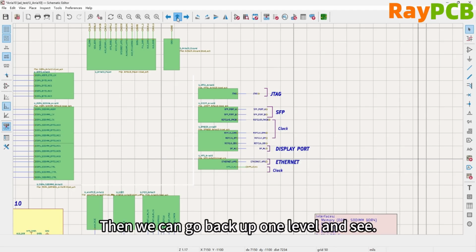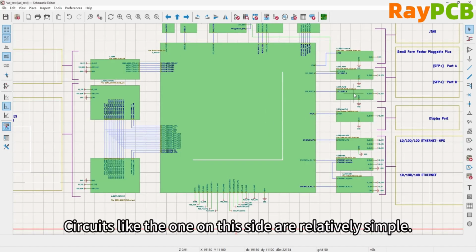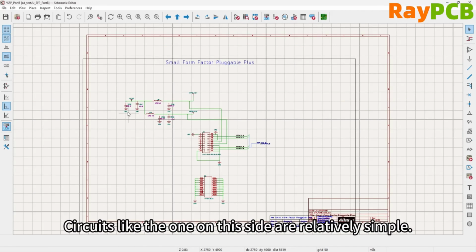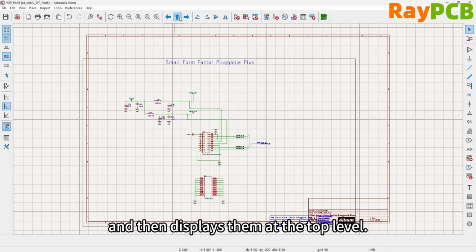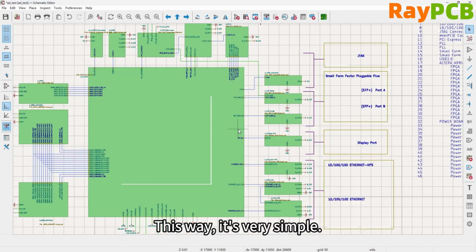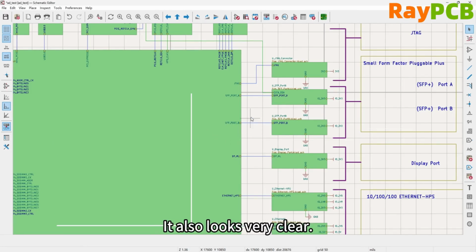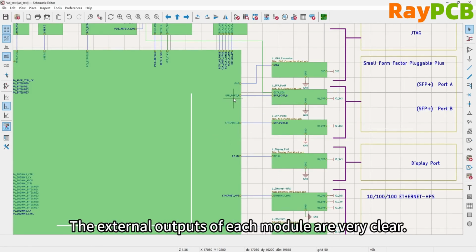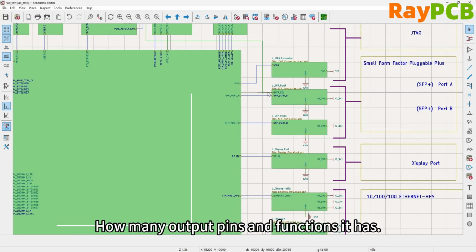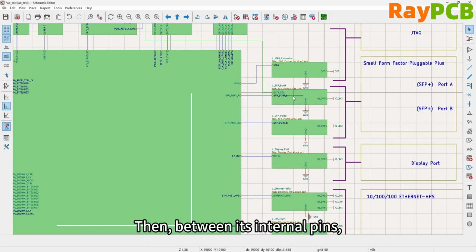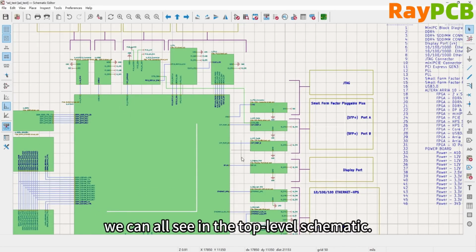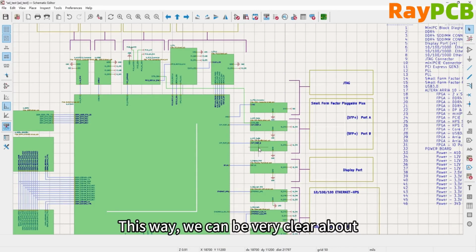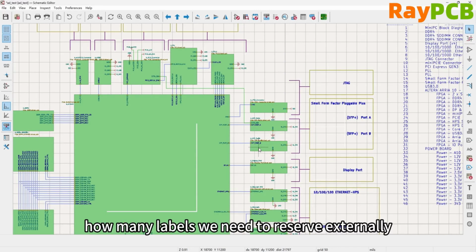Then we can go back to the previous level and take a look at those with only one layer. For example, the circuit here is relatively simple. It only has one layer. It encapsulates these functions into a single module and then displays it at the top level. In this way, it's very simple and also very clear. The outputs of each module are clearly defined, how many output pins and their functions. The internal pins can use local nets to complete the global network, and all the labels can be seen in the top level schematic.